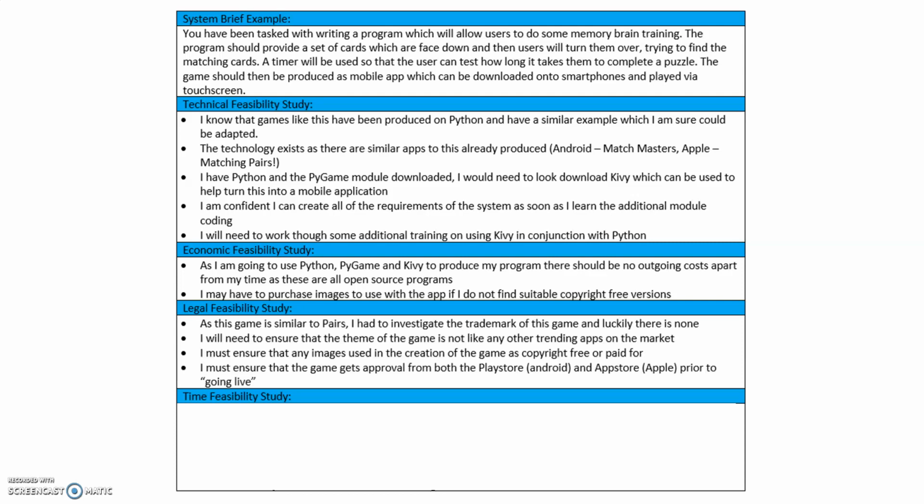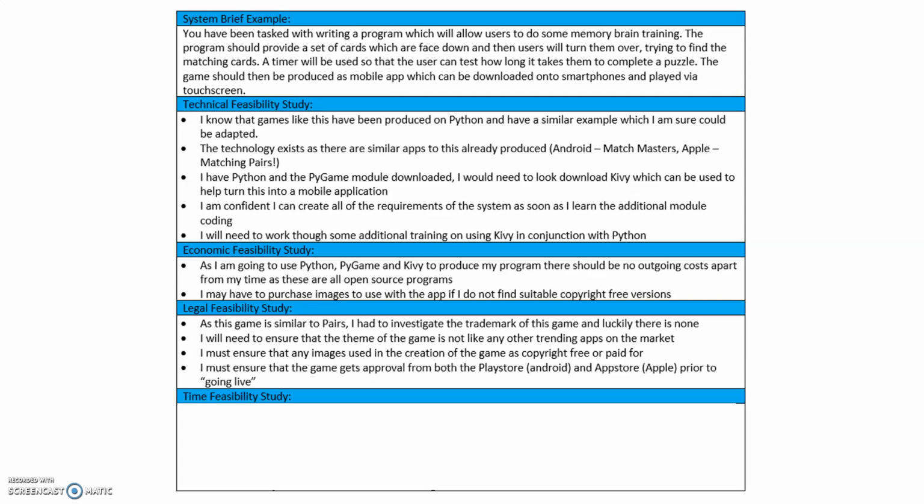Okay, legal feasibility. As the game is similar to Pairs, I went on to the general trademark register and I couldn't find an actual trademark for the game Pairs. So luckily there is none, but I also need to make sure the theme is not too close to any other trending apps in the market. So rather than just looking at the first two which I found, Match Masters and Matching Pairs, I'll go through and have a look. And if they were jungle related or animals related, I'd try to stay away from themes that were already there to make mine different, I suppose, right?